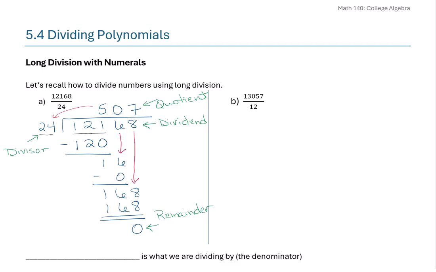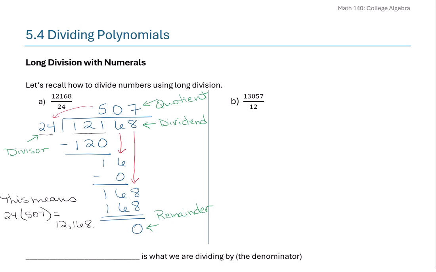Now, the fact that we have a remainder of 0, this means 24 times 507 equals the 12,168. In other words, 24 and 507 are factors of 12,168.